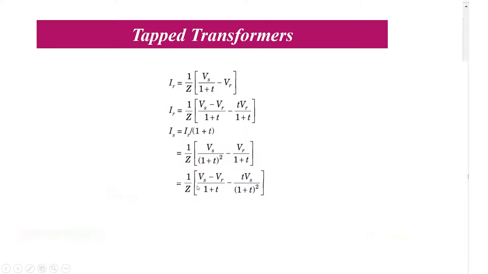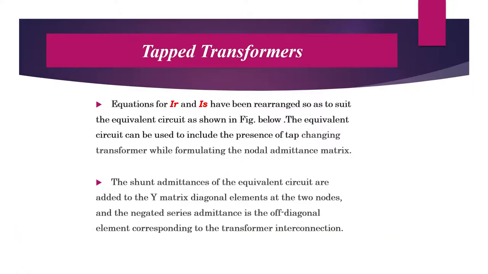So we are drawing an equivalent circuit with the help of these Ir and Is equations. Here I can write (1 plus T) into Z, here minus of (1 plus T) whole square by T into Z, and here (1 plus T) by T into Z.